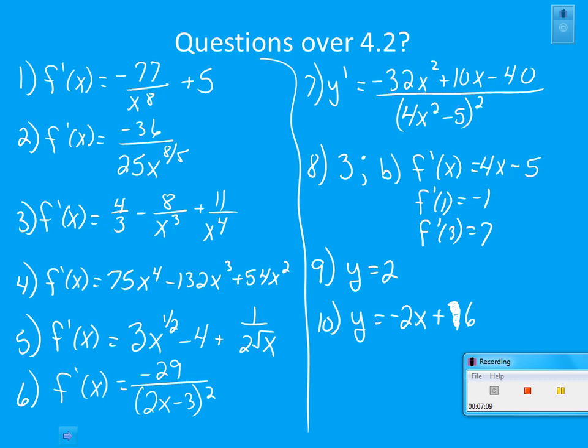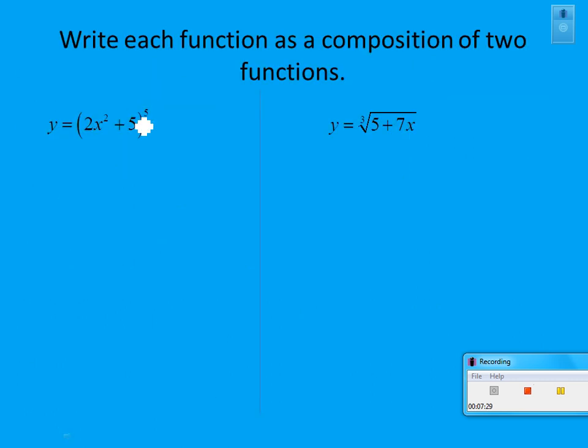Write each function as a composition of the other two functions. Basically it's saying make up your own rule, so that once you do f composition g or g composition f, you would get this equation. There are many different answers, so I'll just show you one of them.